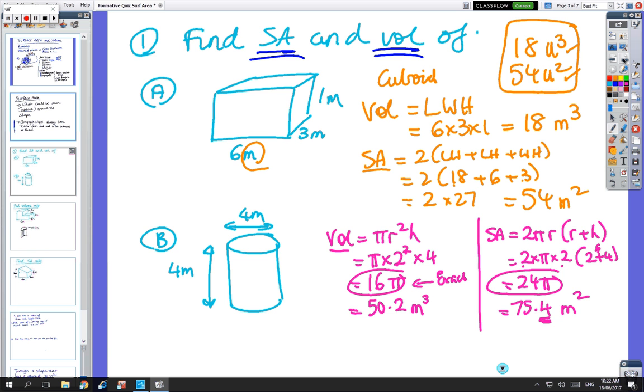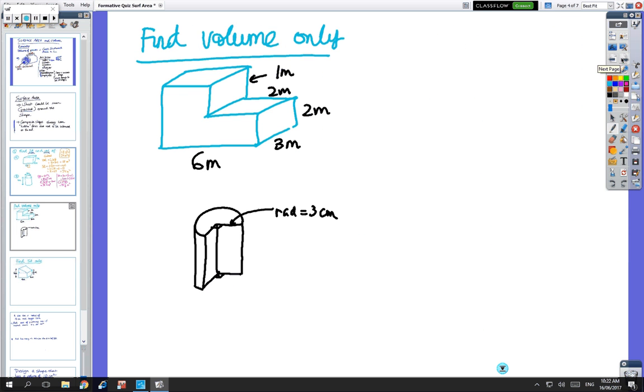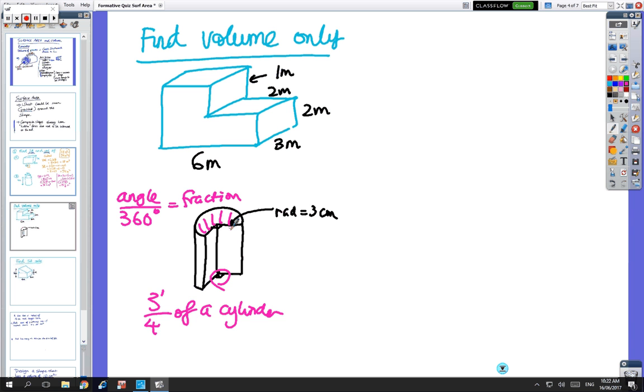Okay, let's move on. These ones here are composite shapes. This one's a dodgy diagram, but what I've got is 3/4 of a cylinder, because I've got a right angle there. If you've got an angle, just remember there's 360 degrees in a circle. So if there's an angle given, you put whatever the angle is on top, and that equals the fraction of the circle. That fraction is 3/4, but if you were given the angle, then you just put the angle over 360, because there's 360 degrees.